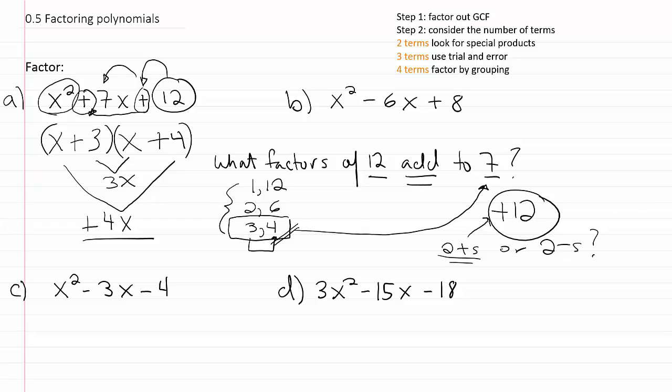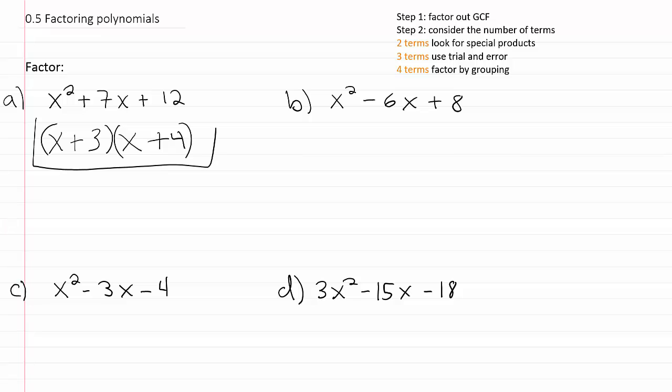Then we add them together or combine them, and we do indeed get 7x, which is the middle term of our trinomial. So that's our factoring then. Okay, so that is our solution for the first problem. Let's look at problem B then. In problem B, again, it's a trinomial.